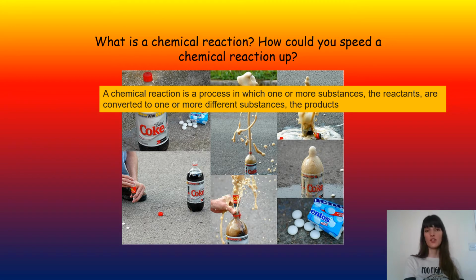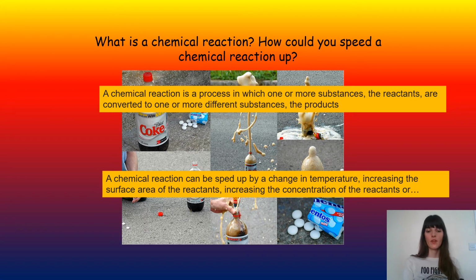A chemical reaction is a process in which one or more substances, which are called the reactants, are converted to one or more different substances, which are the products. A chemical reaction can be sped up by a change in temperature, increasing the surface area of the reactants, increasing the concentration of the reactants, or adding a catalyst. And hopefully from the last video, some of those words like surface area and catalyst are ringing a bell.